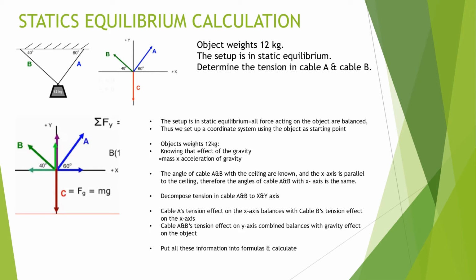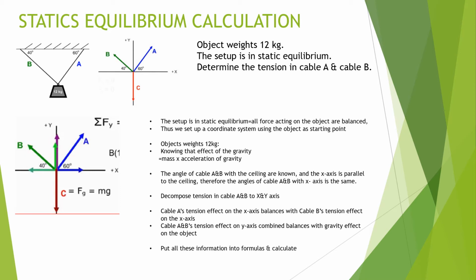It says the setup is in static equilibrium. This means all forces acting on the object are balanced. Therefore, we can simply set up a coordinate system using the object as the starting point. Secondly, we can say that the object has a weight of 12 kilograms. As I mentioned earlier in the session, we need to take into account the effect of gravity, which equals the mass of the object times the acceleration of gravity.